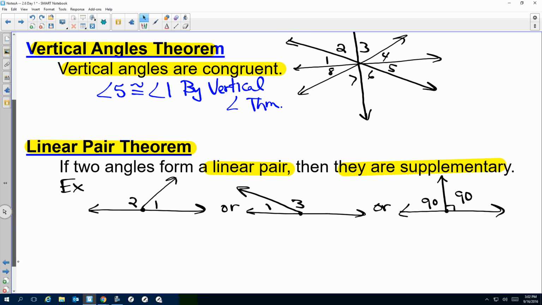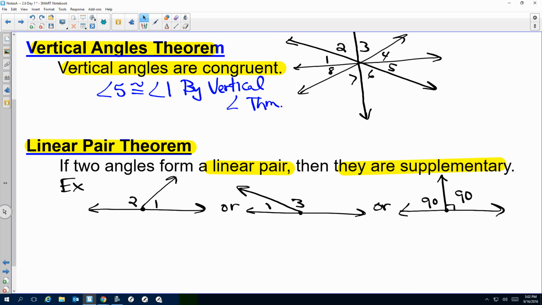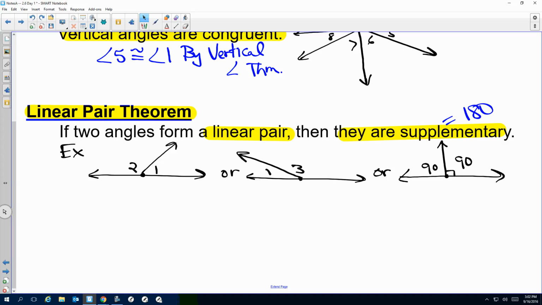All right, linear pair. Make sure we know that if it forms a linear pair, they are supplementary. Supplementary means what? Yeah, they equal 180. Have a sum of 180. Okay, so I just gave you examples of linear pairs, what they could look like. Make sure we have adjacent angles and they form a straight line. The sides are opposite rays.